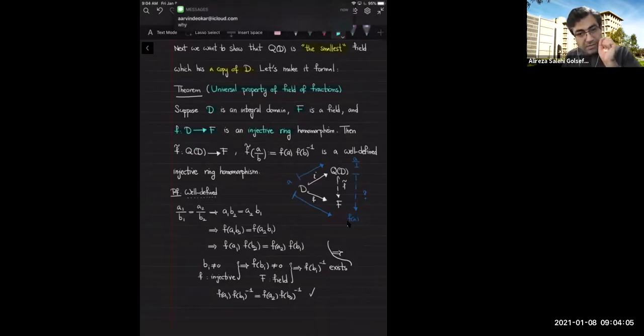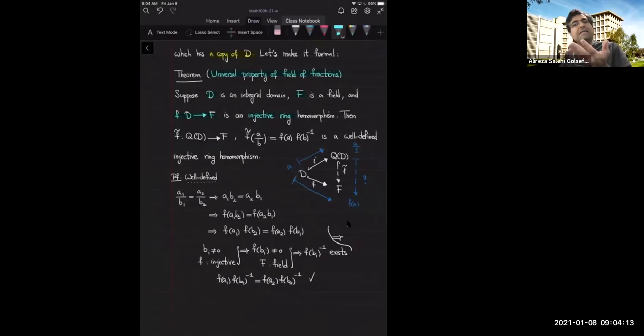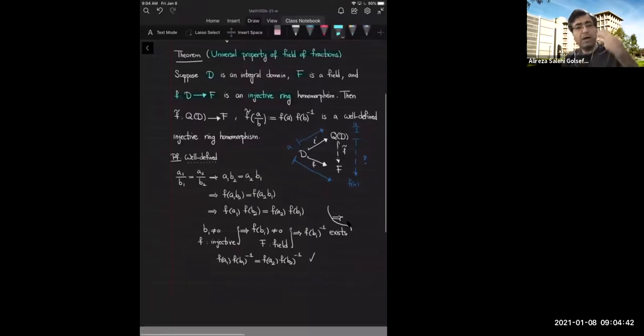Now, in that case, if I have a copy of D inside F, then I want to extend this copy and get a copy of the field of fractions inside F. So that way, I can say that the field of fractions is the smallest field that has a copy of D, because any other field that has a copy of D in it has a copy of the field of fractions as well. So in that sense, we say the field of fractions is the smallest field that contains a copy of an integral domain.